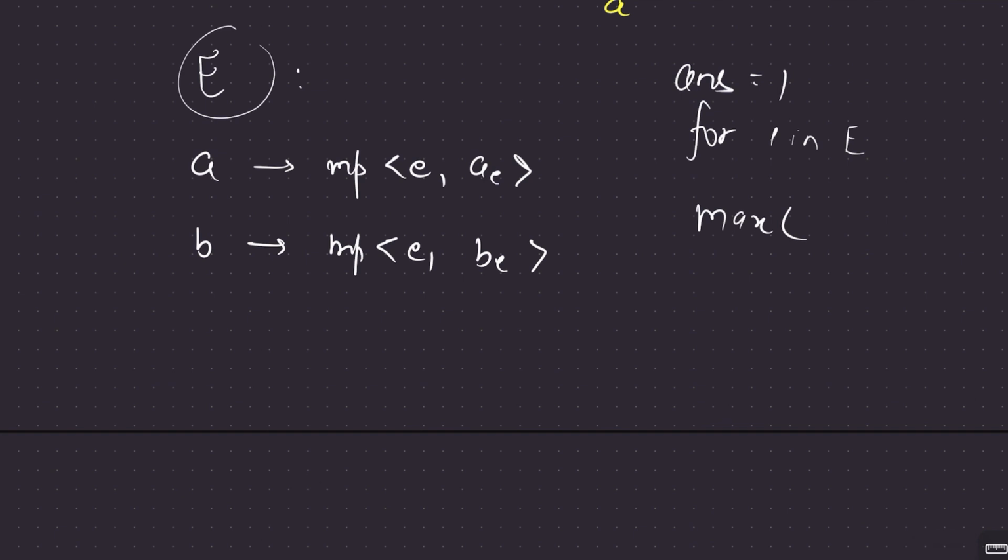So max of answer, and what is the current longest chain? What is the longest chain for a given element? We have already figured that out. It is simply map1 of E plus map2 of E. This is the longest run of this element in the first array, and this is the longest run of the element in the second array. Fine. So that is the approach. I hope you have got it. So let's quickly implement this approach.